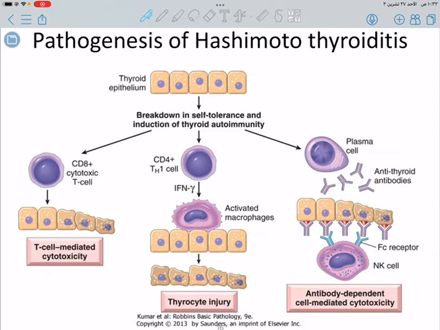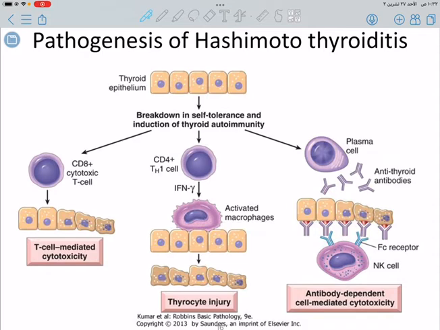So T cell sensitization to thyroid antigens, which is, as we said, autoimmune. These T cells start attacking the follicular cells, either through CD4 positive T cells producing interferons, and these interferons activate and recruit more and more macrophages, which cause death or destruction of these follicular cells.